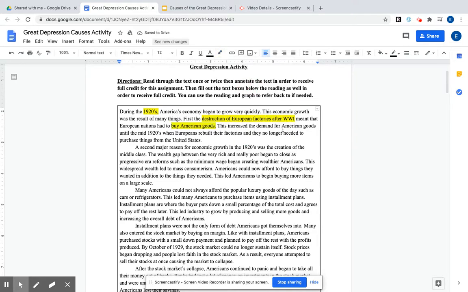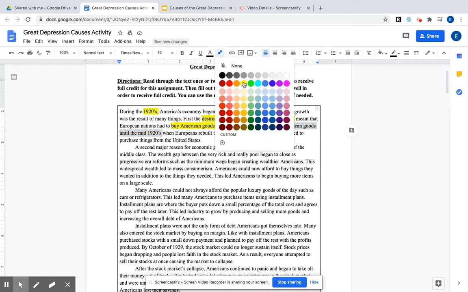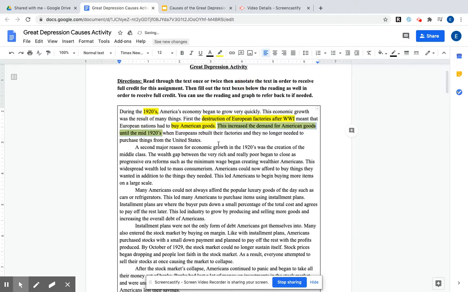This increased the demand for American goods until the mid-1920s. So I'm going to go ahead and highlight all that as well because I think that's very, very important. It's talking about the increase of demand, where that's coming from, and how long that lasted. Next part, when Europeans rebuilt their factories. So I'm going to go ahead and underline rebuilt factories. And they no longer needed to purchase things from the United States.